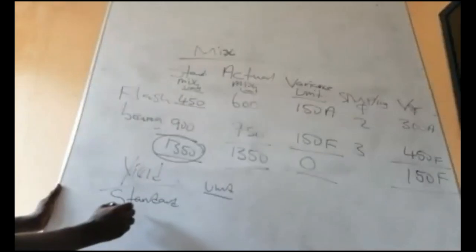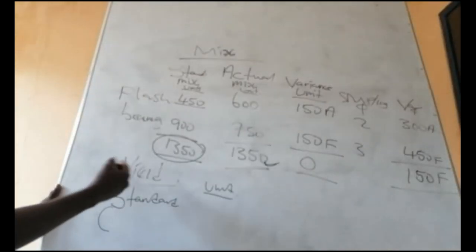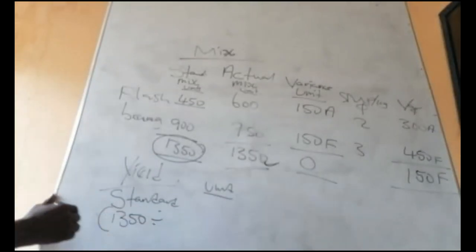You pick this one and then you divide it by what? The total mix. That will give us the output, the total standard mix. So here the standard: if we key in 1350, then we expect it to yield a result of what? 1350 divided by what? The standard mix, the total.